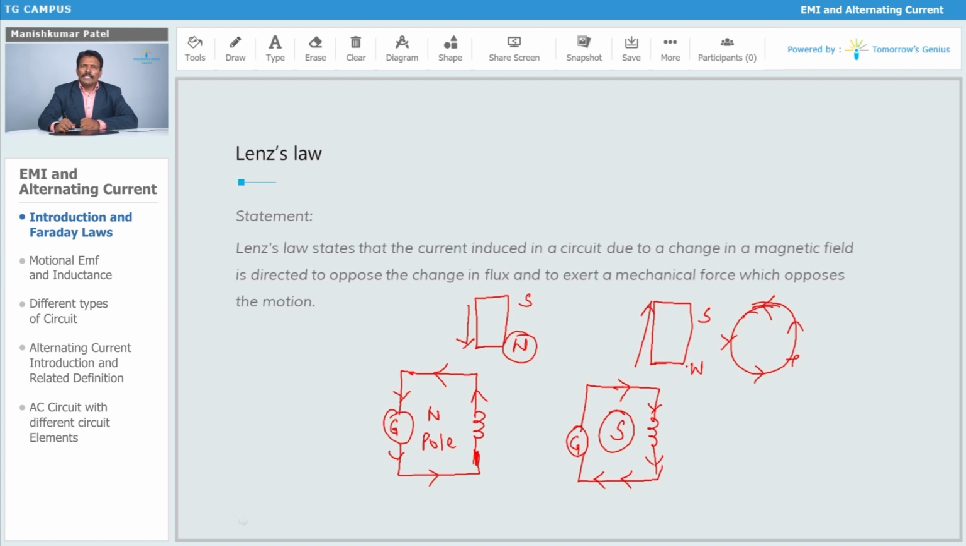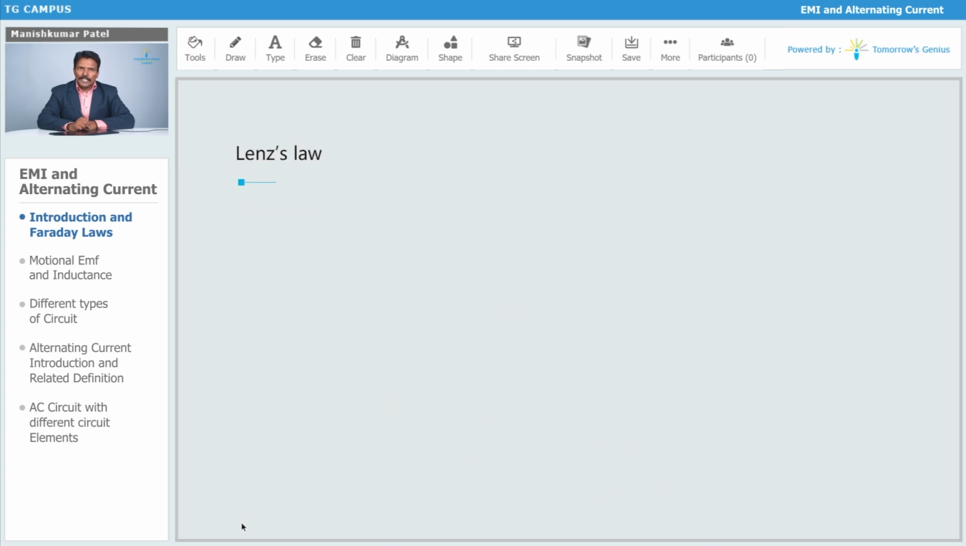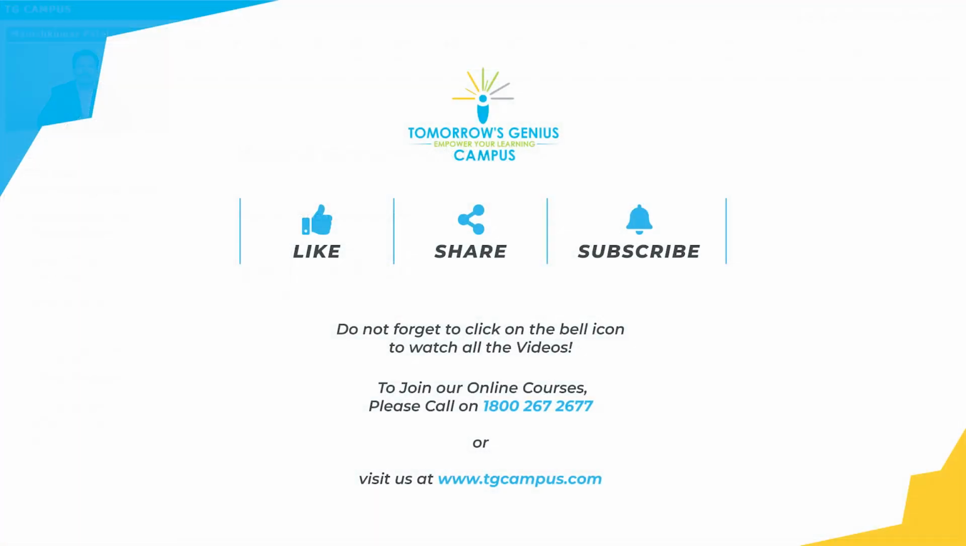So that is what we can say about Lenz's law. This is what we have seen about Lenz's law, which is used to determine the direction of your induced EMF.